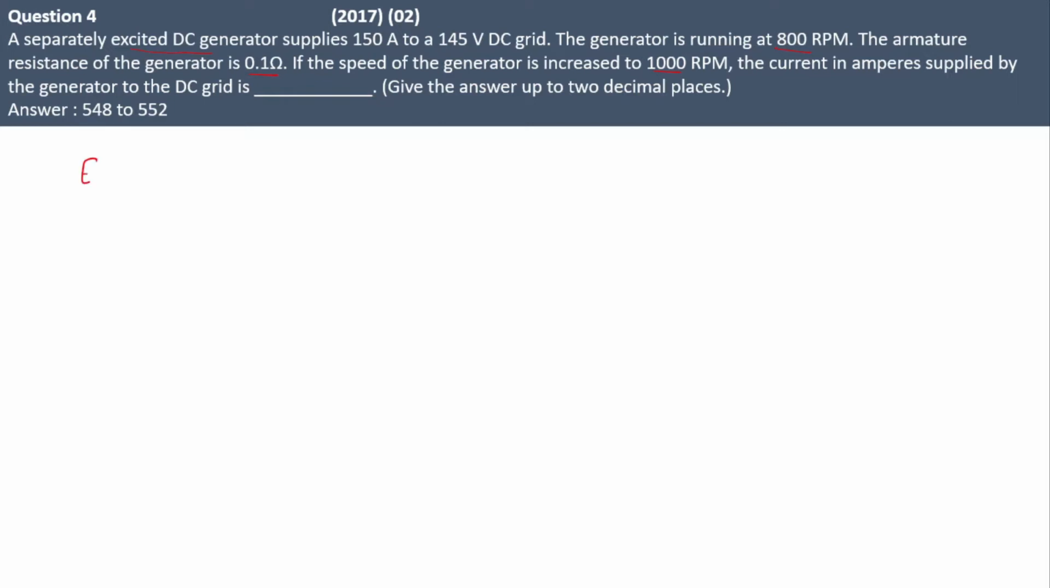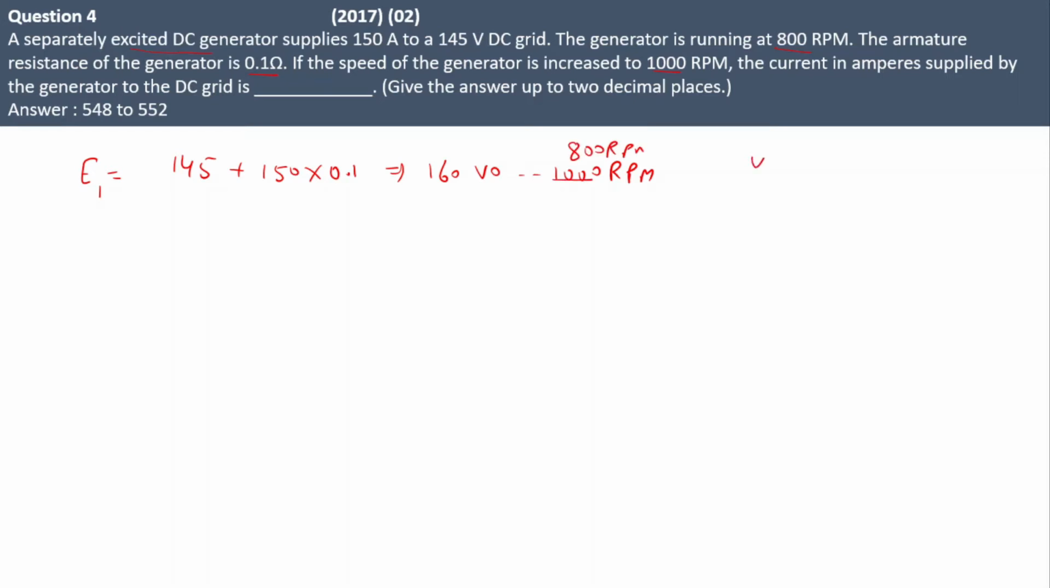Find out the back EMF. This is a separately excited generator. E1 equal to V plus IaRa. So this V is 145 plus Ia, how much? 150 into, what is the armature resistance? 0.1. So you will get 160 volt at 800 rpm.